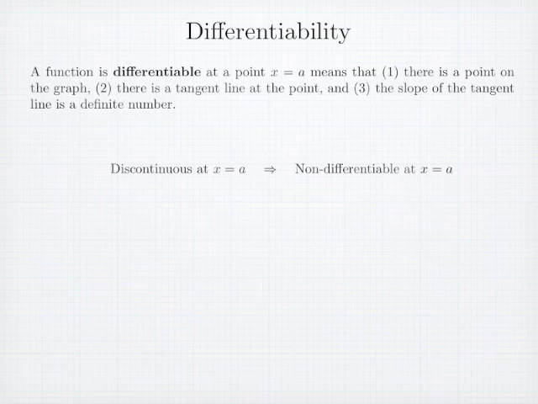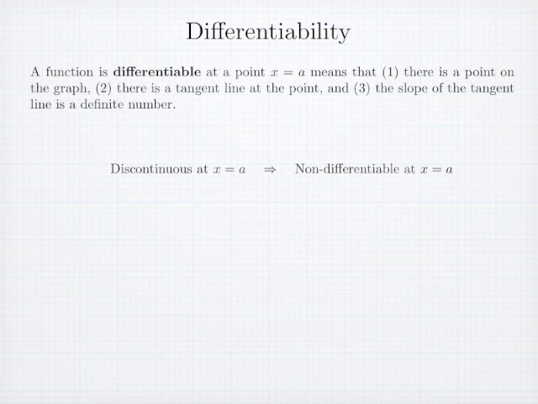So let's summarize what we've learned. We say a function is differentiable if it has a derivative at a point. So a function is differentiable at a point means that first, f of a is defined, or in other words, a is in the domain. Second of all, I need to have a tangent line. And third, the slope of the tangent line needs to be a definite number.